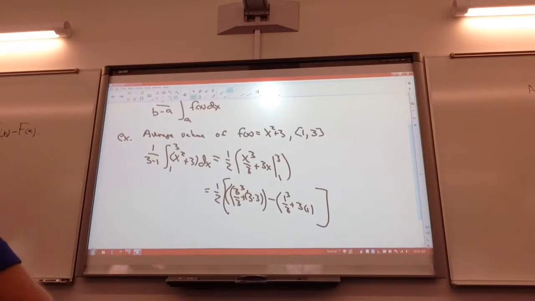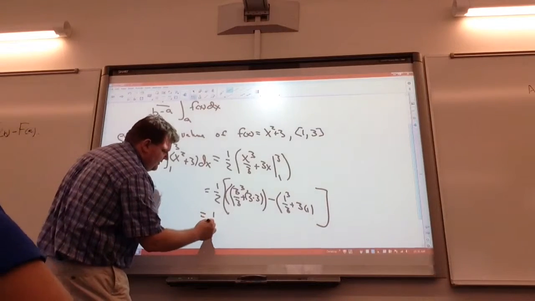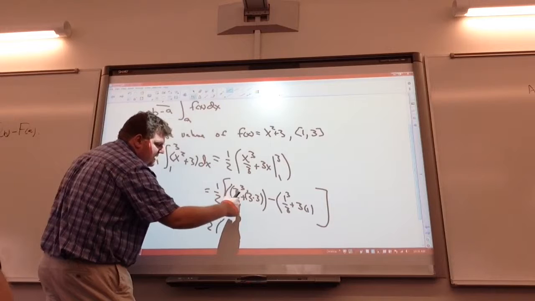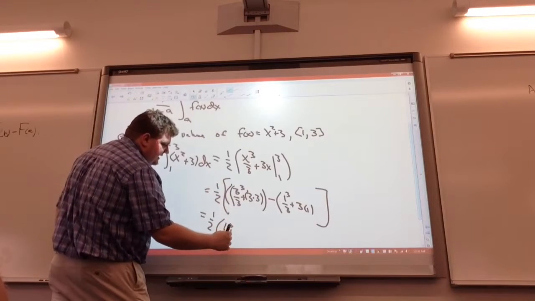Remember, numerical, once we've jammed in numbers, we're good. We don't have to go any further. If I wanted to go further, well, let's go ahead and just do it for the heck of it. This is going to be 3 squared, so it's going to be 9 plus 9, so 18.